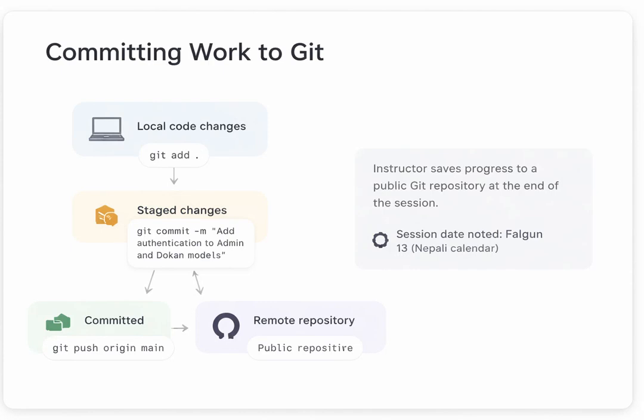At the end of the session, the instructor makes it a point to commit all the work to Git and push it to a public repository. This is good practice. Saving your progress after each working session ensures you never lose your work and gives students a reference point to check their own code against. The instructor also notes the session date as Falcon 13 in the Nopali calendar and updates the mentor and student resources with the new link so no one misses the session recording.